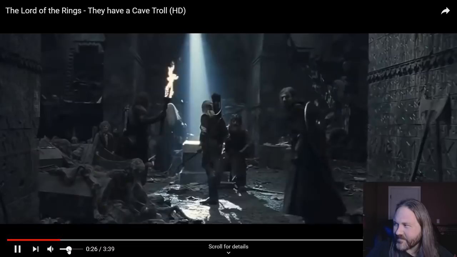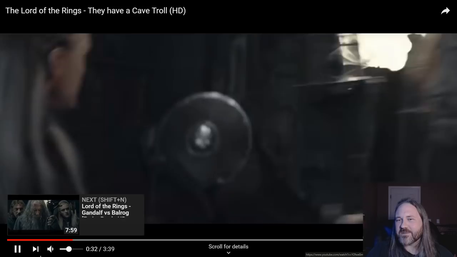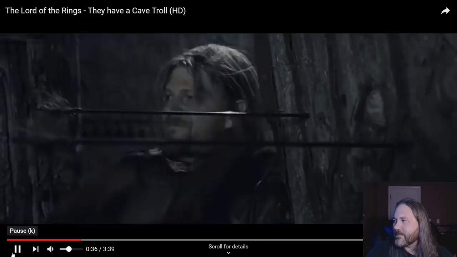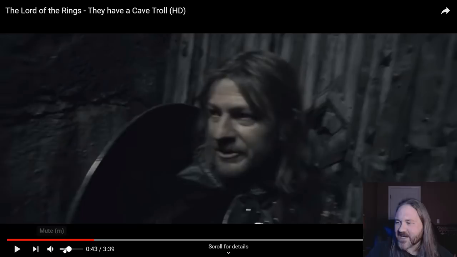And Tolkien did this by hearing drums in the deep, boom, boom, boom, boom. This is a very good adaptation of what Tolkien did in his book in terms of getting the feeling right. There's an action, and here comes a reaction. They have a cave troll. That's the reaction, right? Then we're going to have some anticipation.